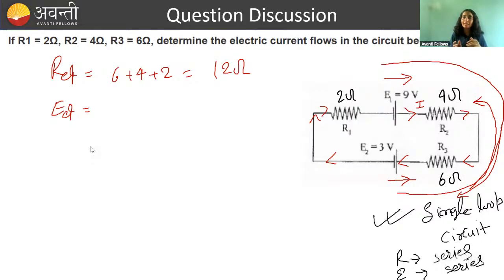One is sending current in the anti-clockwise direction, another one is sending current in the clockwise direction. So yes, Kiran. धनुष गलत आ रहा है guess. तो E इक्विवेलेंट क्या होगा, 9 - 6 होगा. कितने लोग agree कर रहे हो उसके बताओ. Sorry, not 6, 9 - 3, because E2 is 3 volt. How many of you agree with this?